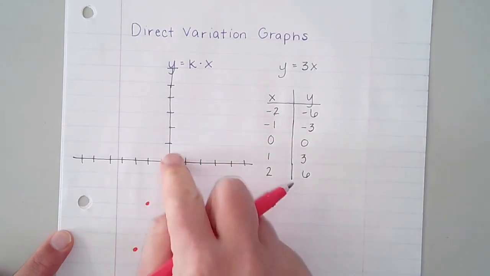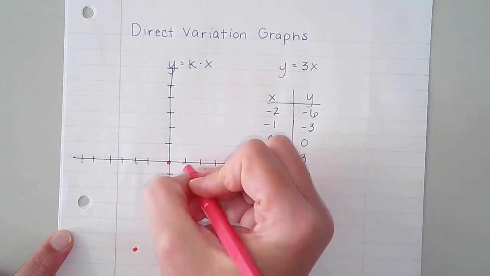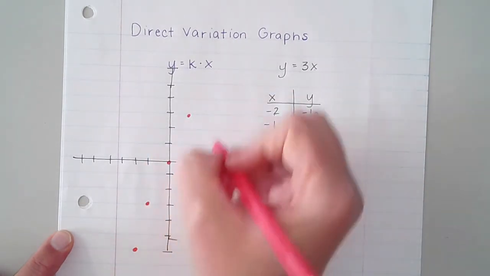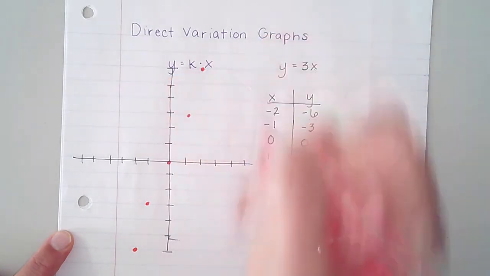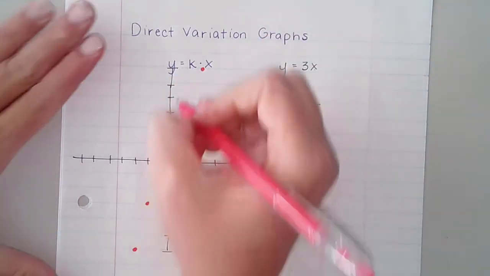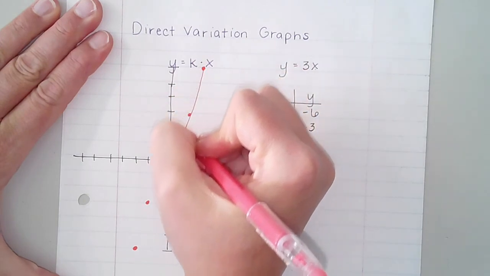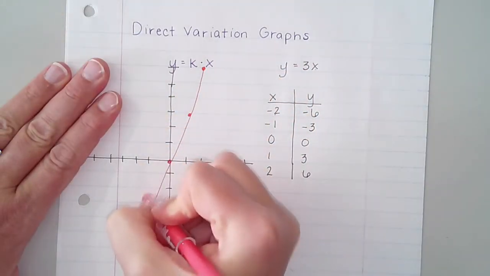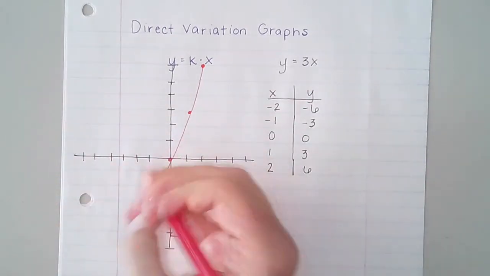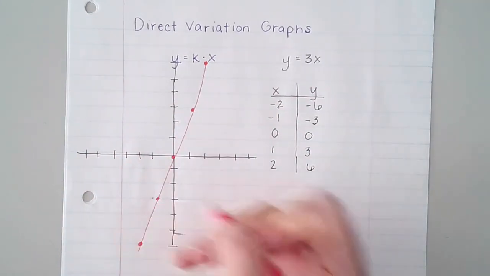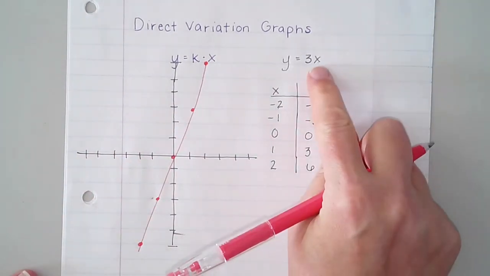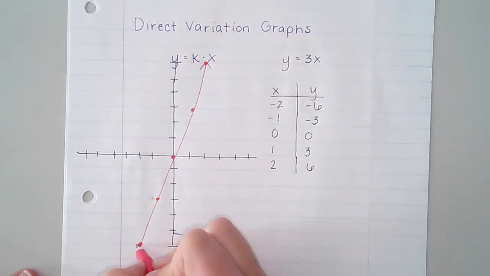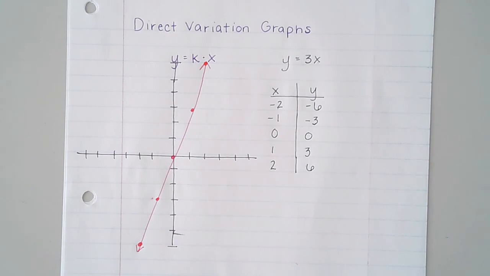Oh, I can already tell that this is not the most perfectly drawn graph ever. Here's 1, 3, and then 2, 6. So what you should see is a perfectly straight line. We'll pretend here that my graph is drawn better. But the point is, any one of these direct variation functions is going to give us a line, a straight line as a graph, okay?